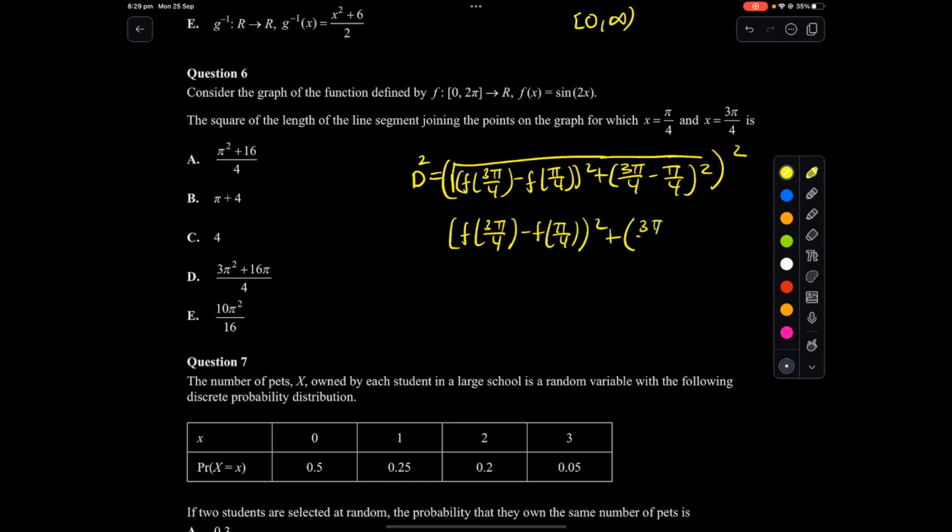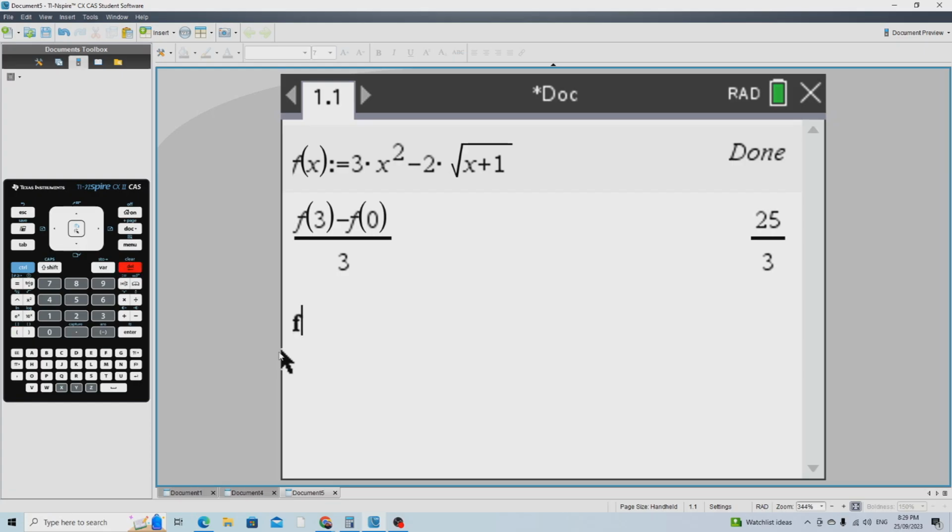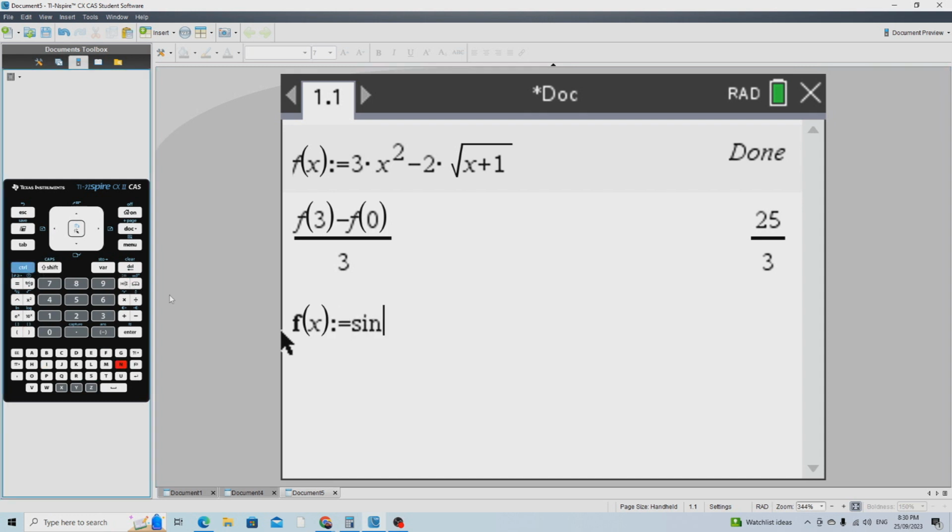Then 3 pi over 4 minus pi over 4 squared. So let's just put on our calculator and find what that is. So, let's define first the function f of x, sine 2x.